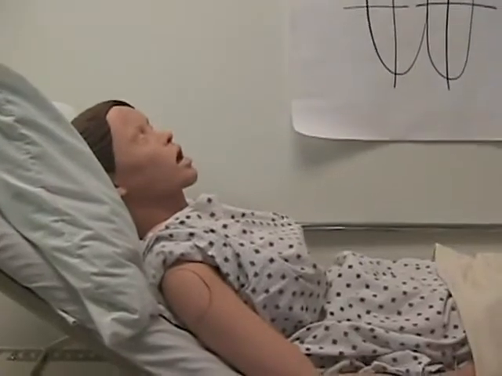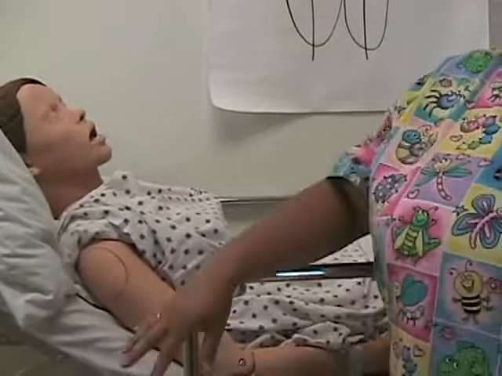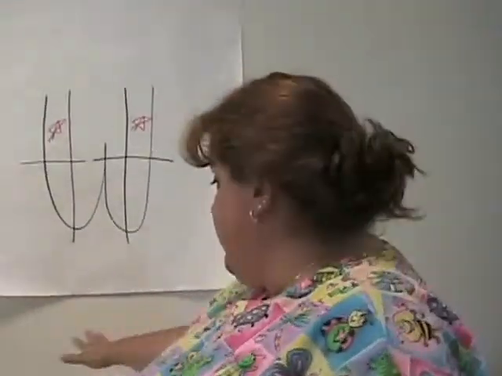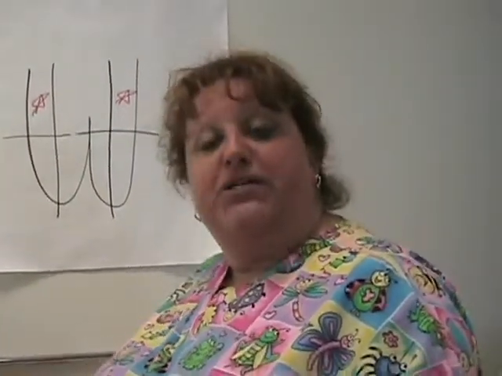Go ahead and raise the side rail. Lower the bed to the lowest position. Bed lowered and locked, call light within reach, and side rails up ×2. Okay? Then let your patient know when you'll be back in about an hour or so.